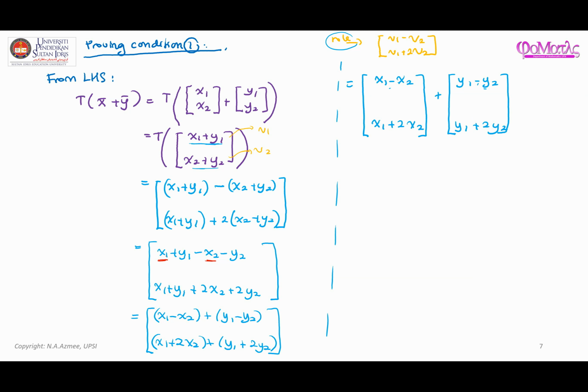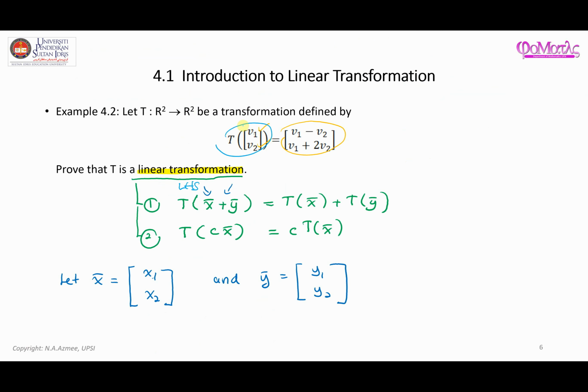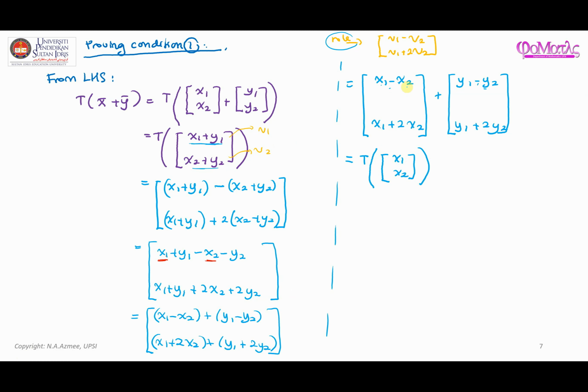Now what is this thing? Does it look like we have x1, x2, v1, v2? We go back to the rule given, x1 to x2, v1 to v2. Yes, it looks the same. So therefore this is the same thing as having T of x1, x2. Because this is what is given by the rule. The rule here says if you have v1 and v2, this will be the result. But here we have x1 and x2, therefore for this part here we just replace v with x.